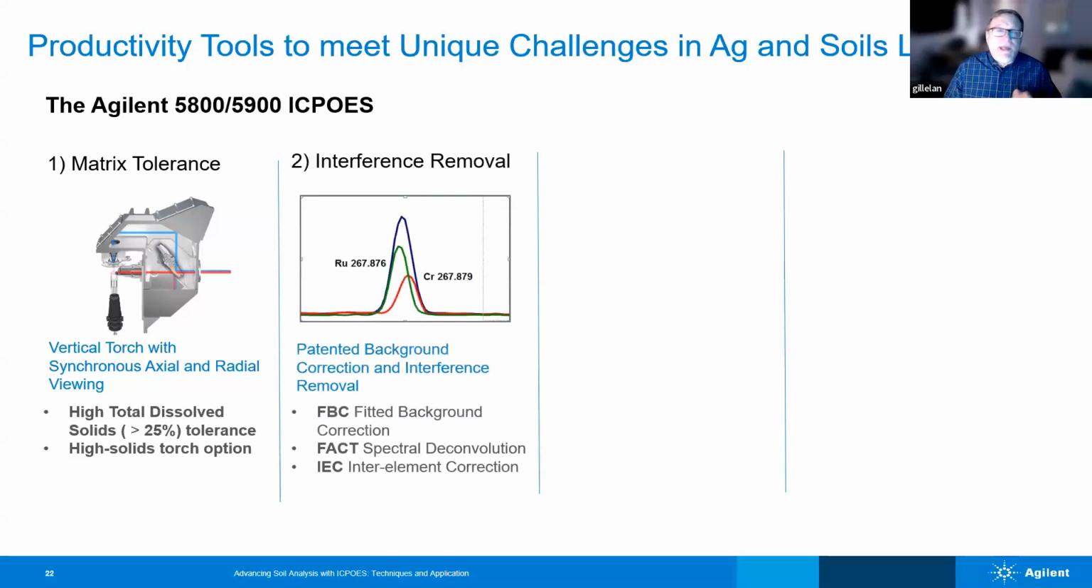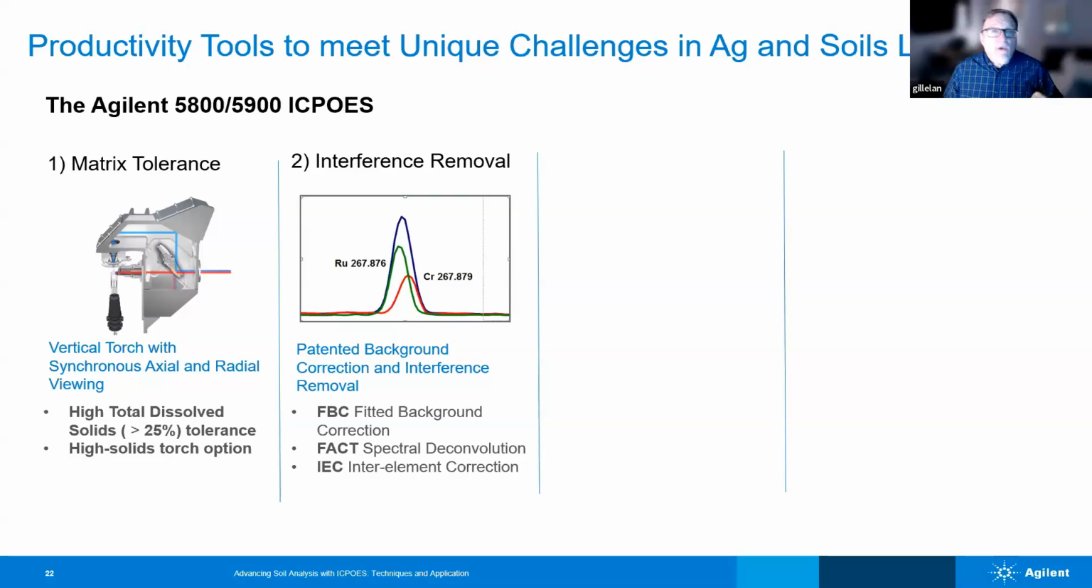Interference removal, which I think is probably the actual headline. We have patented background correction, a couple of patented background correction methods. So fitted background correction is something that we have. It's completely passive. It works the same for you as the guy next to you, as your brother-in-law, whatever. It always works the same. There is nothing subjective about it.